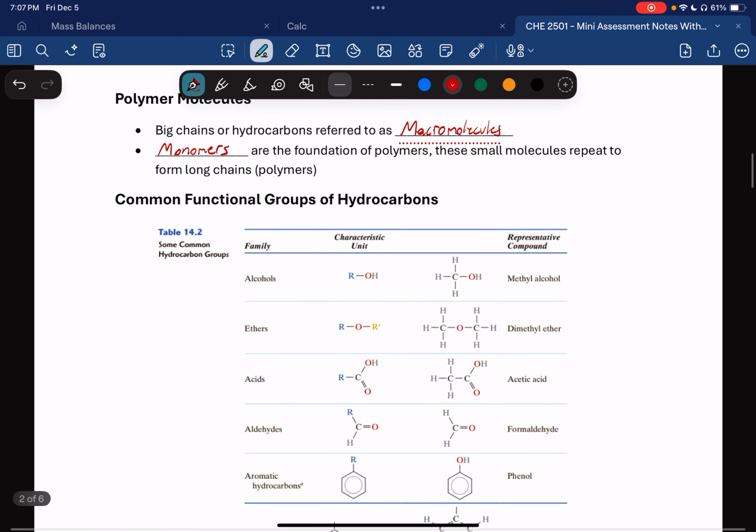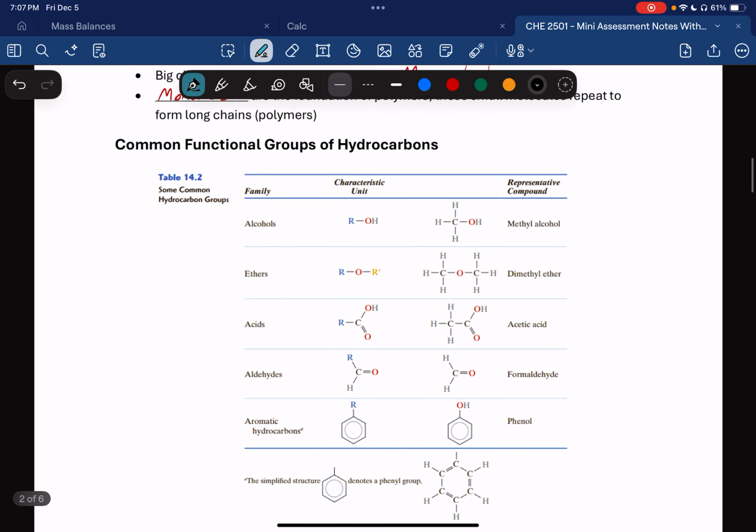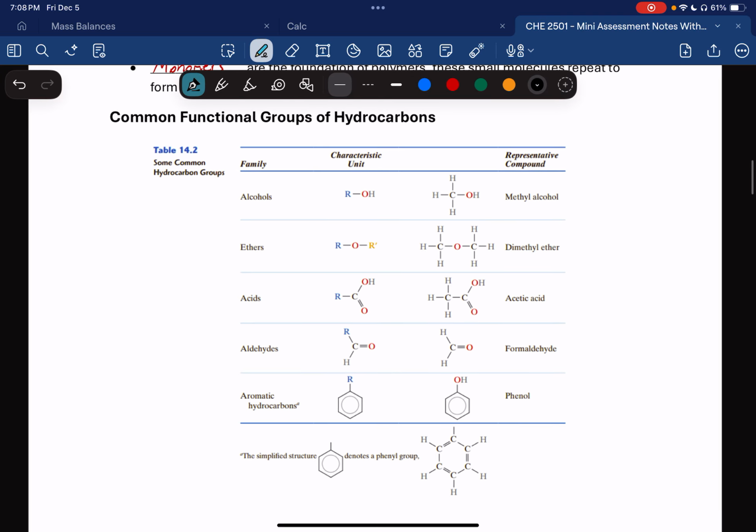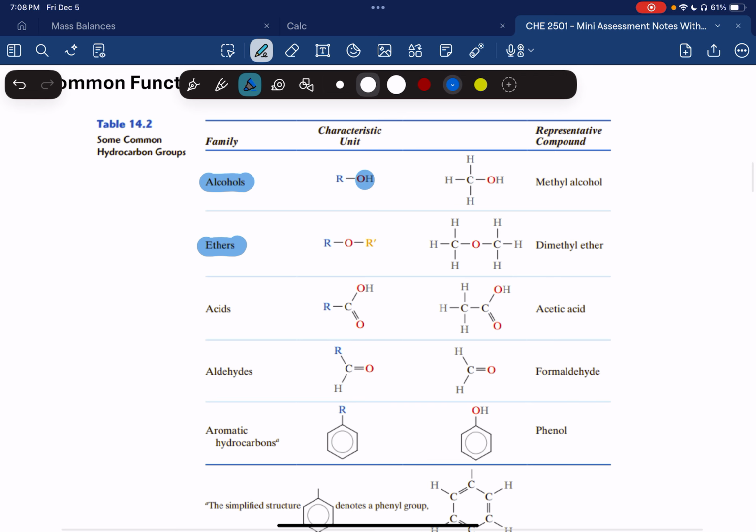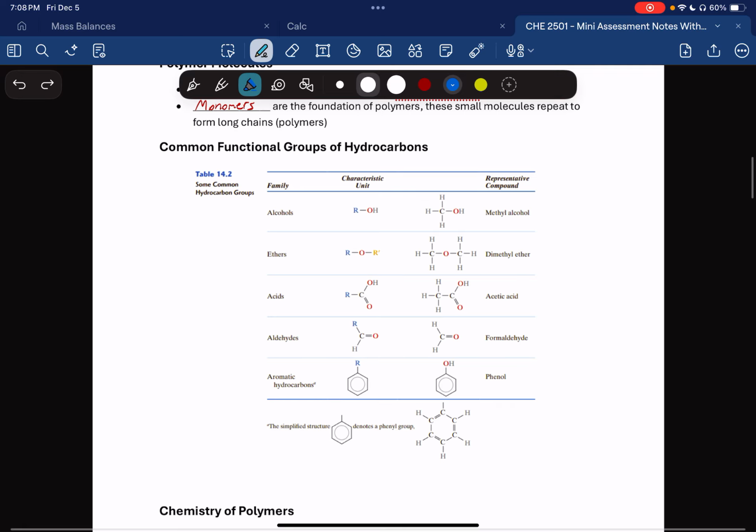Common functional groups of hydrocarbons, you'll see down here in this little table from the textbook. Obviously, alcohols, where you have this OH at the end, that's what defines those. Ethers, and that's when you have an oxygen in the middle of two carbons. You'll see acids, aldehydes, and aromatic carbons. We won't get too much into those in this lecture.